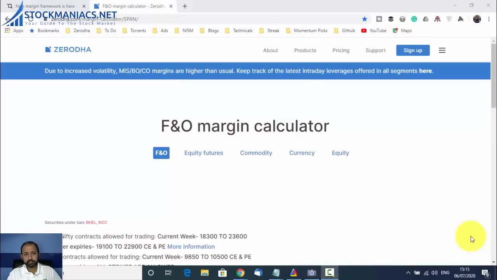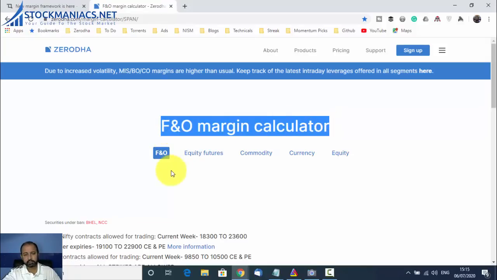So my dear friends, this is Zerodha's margin calculator page, and by default if you open their margin calculator page, you are onto the FO margin page. There is future and options margin on this FO margin calculator. Then there is equity futures margin tables, commodity margin tables, currency and equity, that means cash.